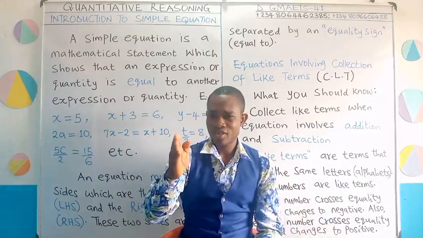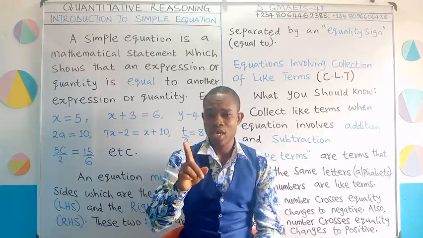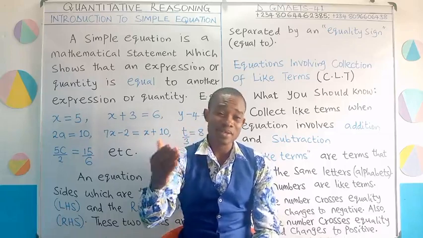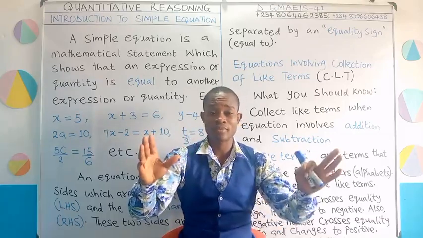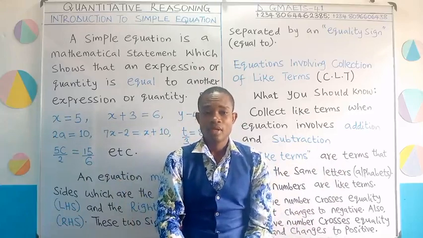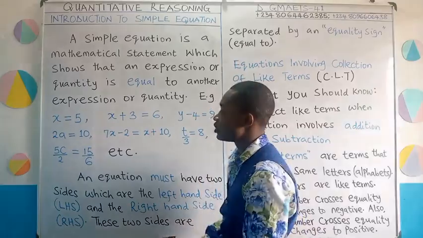If you see a mathematical statement, how you will get to know that this is an equation is when you see equal to there. And that equal to separates or divides that equation into two parts, the left and the right. Let us see some examples of simple equations here on the board.